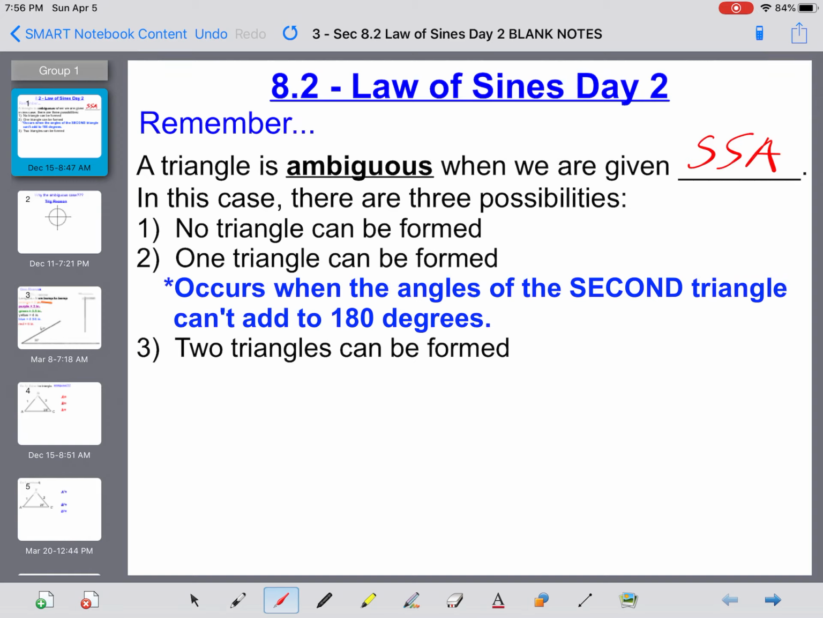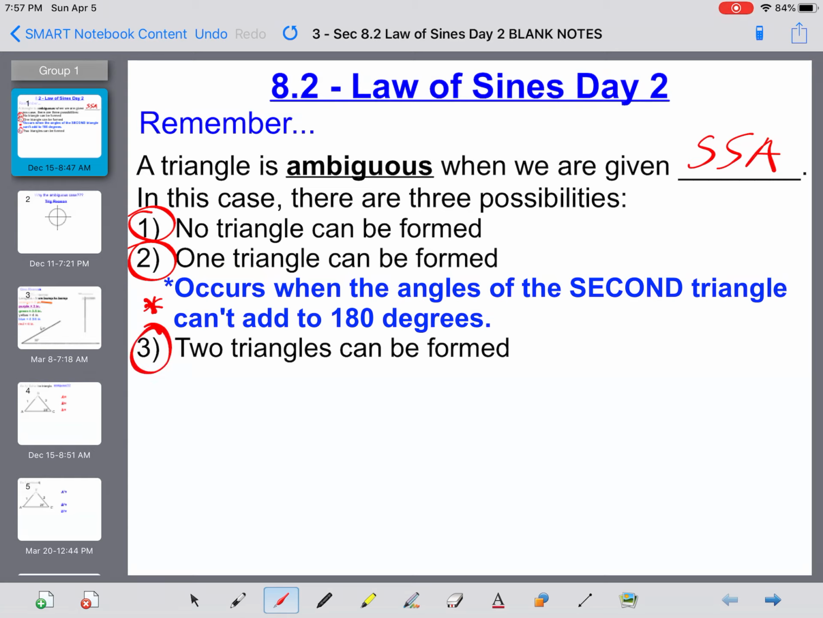All the ambiguous case means is that there's three possibilities, and when we start the problem, we don't know exactly which of these three possibilities are going to occur. One possibility is that we don't get any triangles at all, and I'll show you a visual about how that could happen in a second. Maybe only one triangle works. Now today we'll see when only one works, and there's a key here that occurs when the angles of the second triangle can't add to 180 degrees. And the third option is two triangles can be formed.